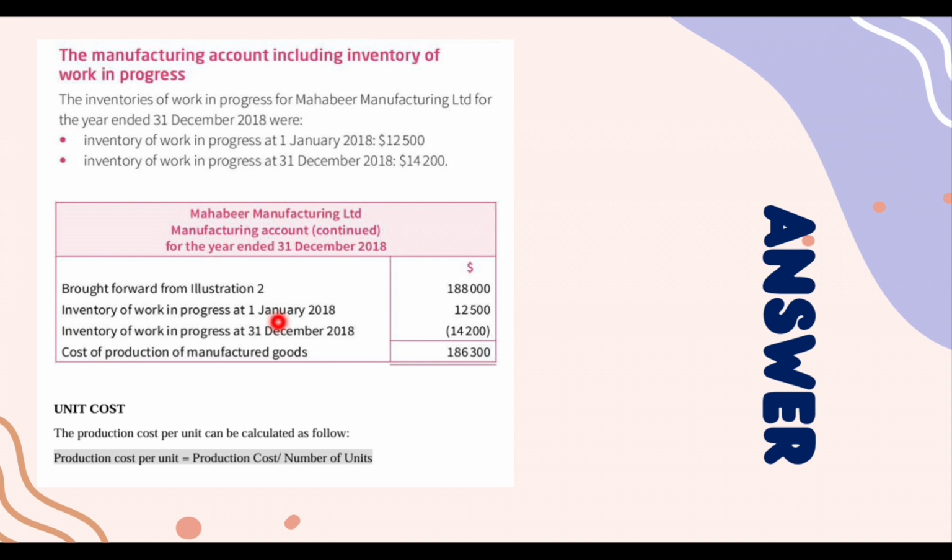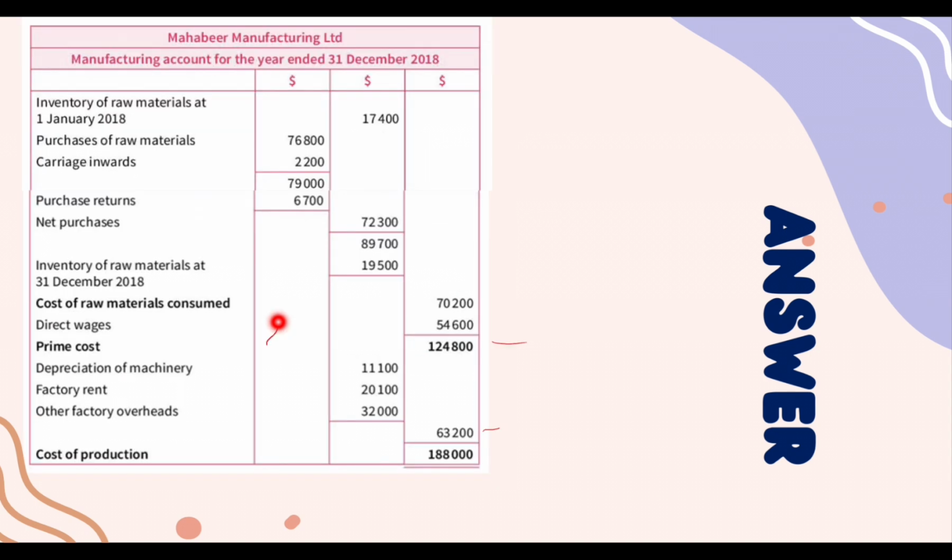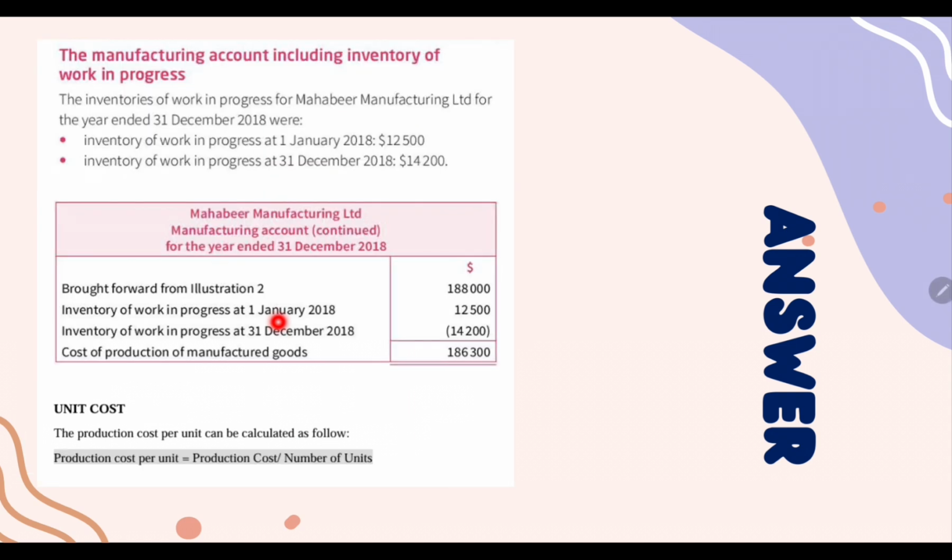Alright, so in this case, they actually have work in progress. So you see we have cost of production as 188,000 over here. They have opening work in progress as 12,500 and closing at 14,200. So they have the 188,000. They add the opening and less the closing. Please note you use your brackets for minusing and not a minus sign in accounts. Anyway, that will give you your new cost of production of manufactured goods.